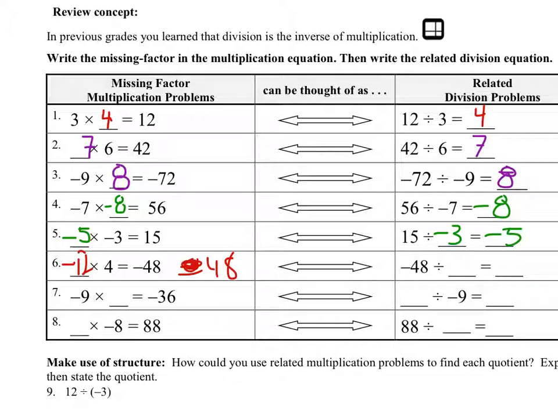And then right here, negative 48 divided by what equals what? So basically it would be negative 12 or 4, whatever you want. I'm gonna do negative 12. And it will equal 4, or you could do 4 and it will equal negative 12. Very good. Excellent. All right, good luck.